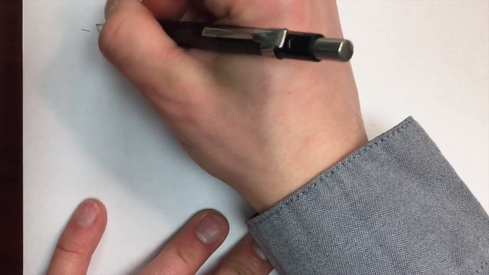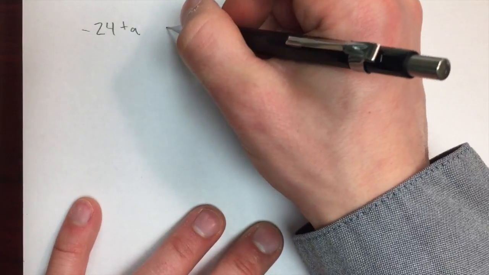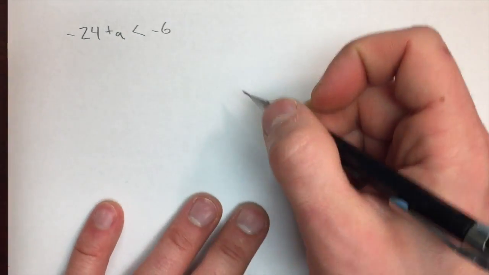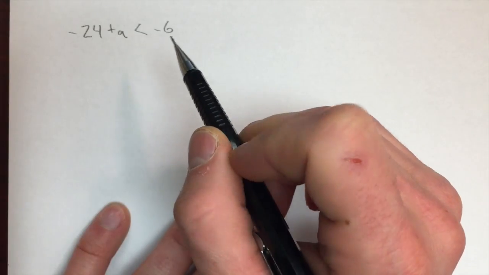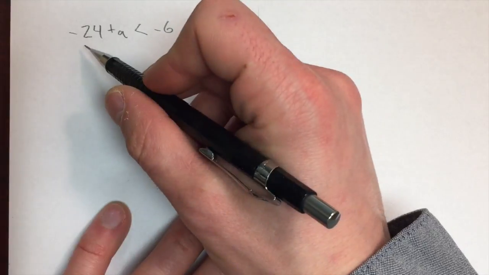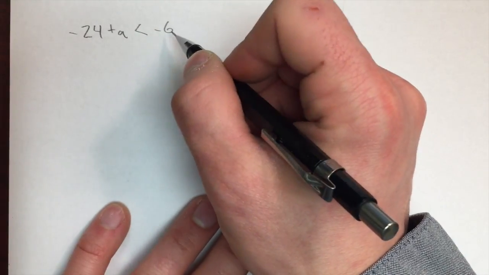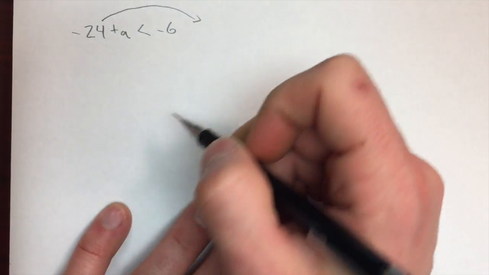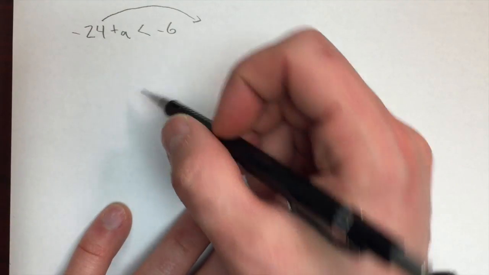Negative 24 plus a is less than negative 6. So I'm going to try to combine like terms. Are there any like terms on this side? No, there are not. This is the only term on this side. So what can I do? I can put this 24 over on this side to get the a by itself. We always want to get the variable by itself.